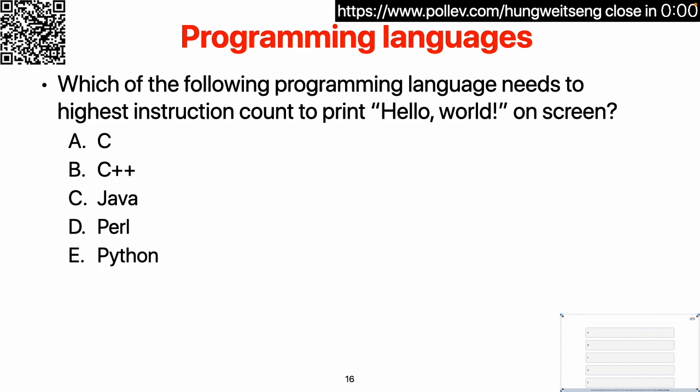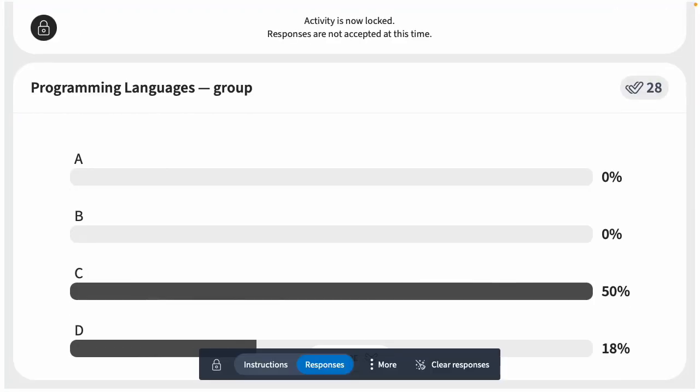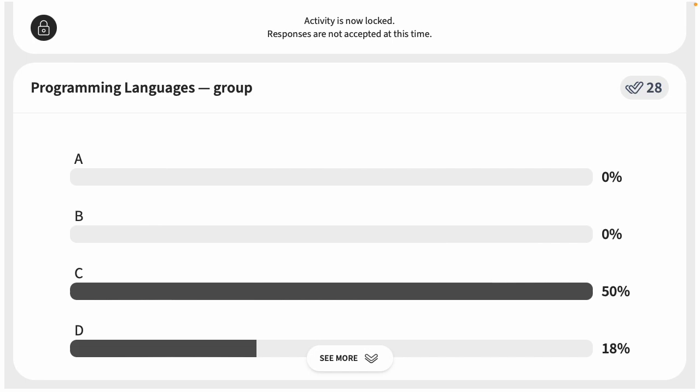All right, so after discussion, are you guys going with the violence of democracy? Okay, so 50% of you. Okay, Java won, right? Okay, so here's the thing.